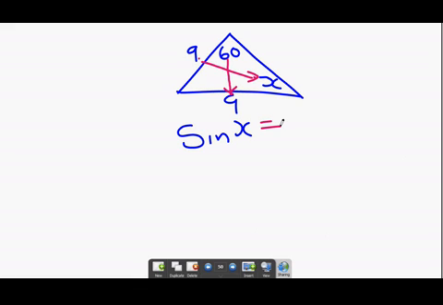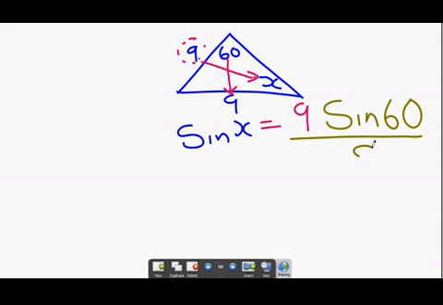So this is sine x. This is obviously going to be equal to 9, the side for sine x. Can you see? Once you've got what you want, it must be on both sides, isn't it? At the top, and then this 9 can be multiplied by the sine of an angle. In this case, it will be sine 60. And what was the side for sine 60? The side for sine 60 is also 9.